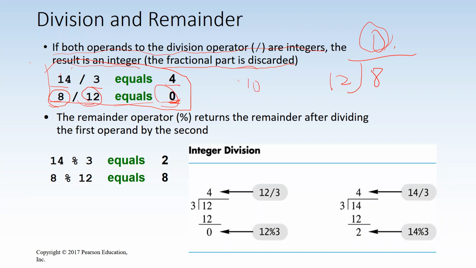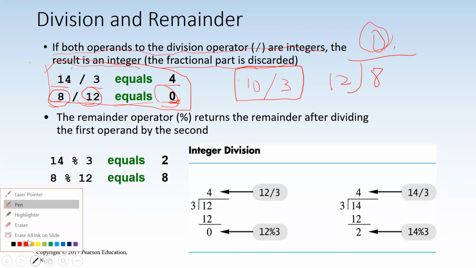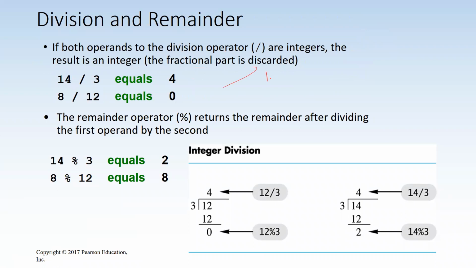So what is the result of this? 0? Let me give you again. 3. 3, right? Yes. It is 10 divided by 3, that is 3. So this is 3. And what about this?